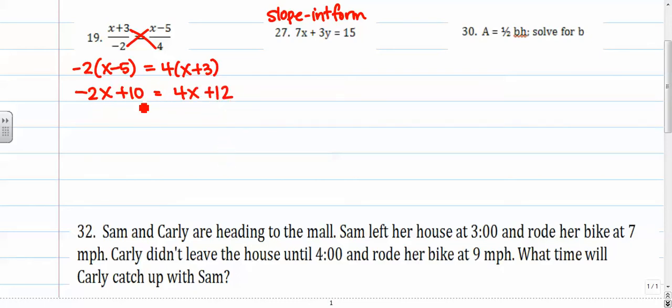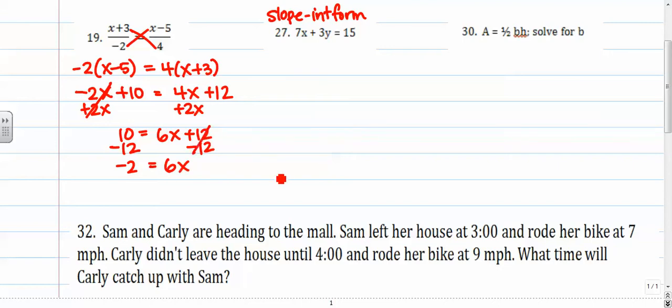Okay, and then we just have an equation with variables on both sides to solve. So I'm going to move the 2x's over and add them to the right side. So 10 equals 6x plus 12. Okay, subtract the 12. So negative 2 equals 6x. And then divide by 6. Please do not go to a decimal. Let's use that fraction and just reduce it. So negative 2/6 is the same as negative 1/3. So that would be my value of x.